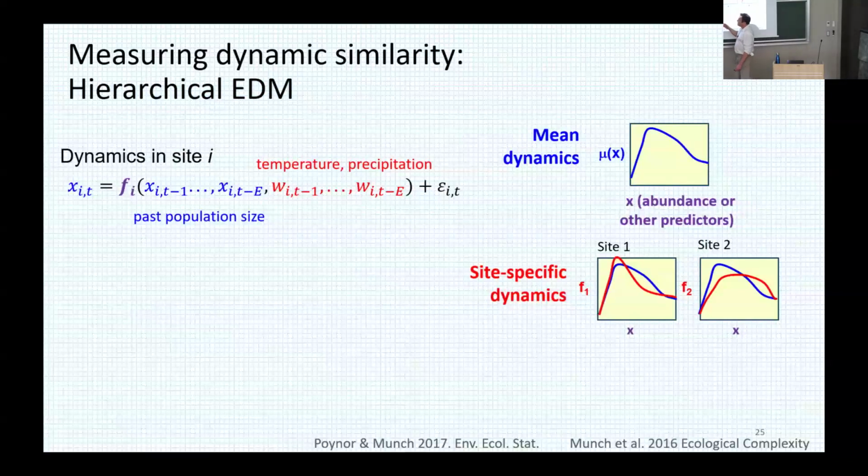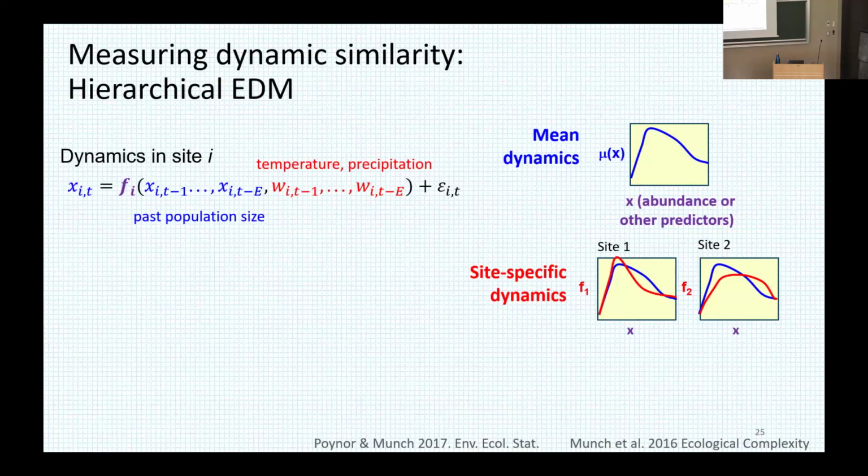Well, the idea is to use a hierarchical approach to EDM. We're going to say that the dynamics in each location, site i, depend not just on past population sizes, but also on the past values of the environmental drivers, and that we can decompose this function, the delay embedding map, into a common mean function and then some site-specific deviation from that. The common mean function is over here in blue. The site-specific dynamics are in red, and we can think about the deviations between them as some other function, right?